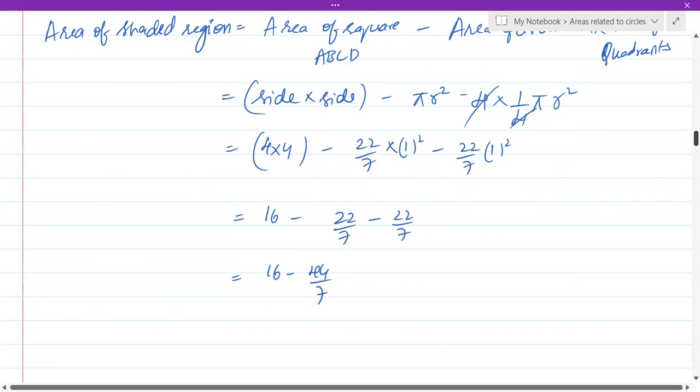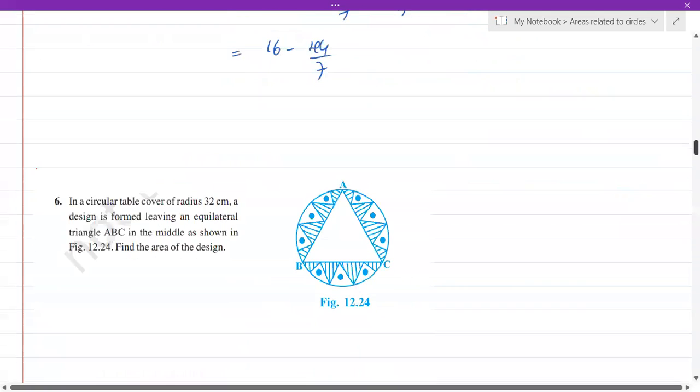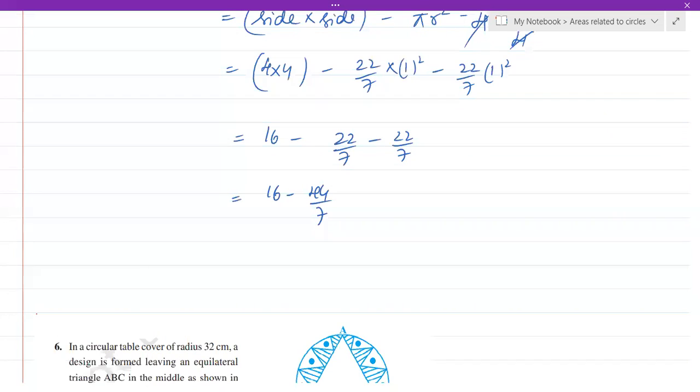Here you can take LCM, or you can divide 44 by 7. So if we divide 44 by 7, we get 6.28. 16 minus 6.28, we get it as 9.72 something. So 9.72 centimeter square. That's the required area.